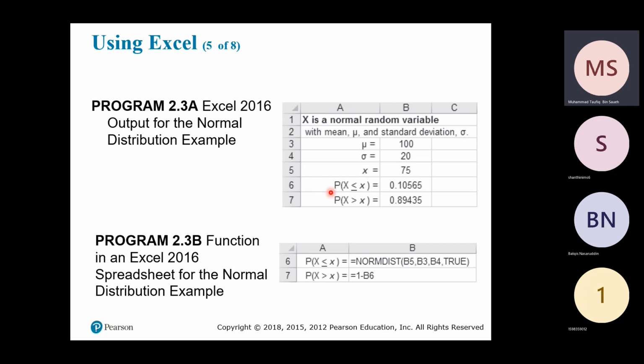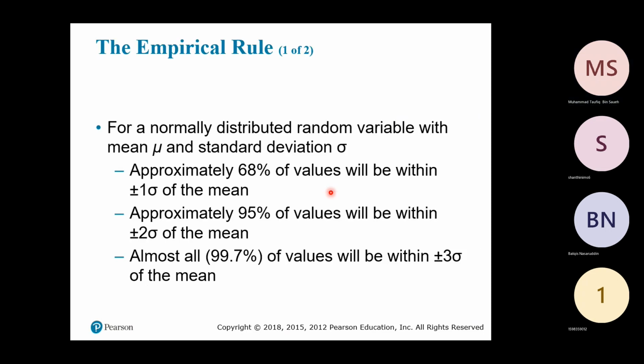You can look at the slide later to see how they do it. Okay, that is how we calculate probability using the normal distribution table. Because it is not easy to calculate the probability using the normal distribution, the mathematicians came up with some rules that we can use. This is a rule to simplify your calculation.